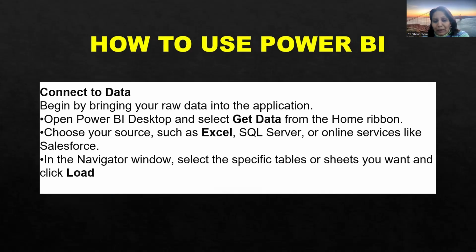So you just open your Power BI desktop. Once you've downloaded it, you just open it. Then you select Get Data from the ribbon, and then you choose the source file from which you need the data. And then you simply load that data in your Power BI Desktop file.